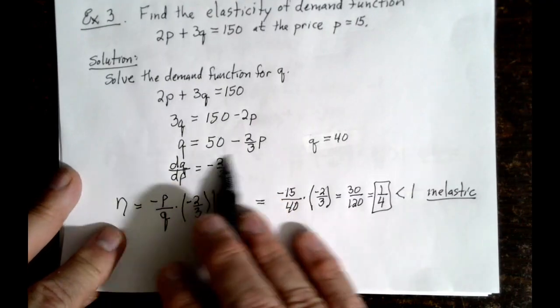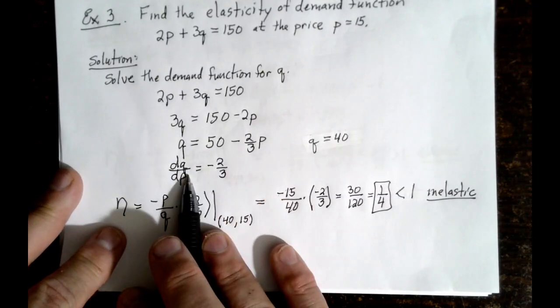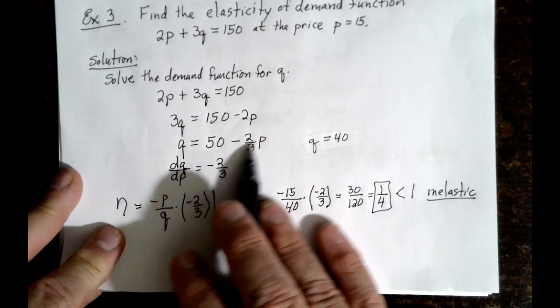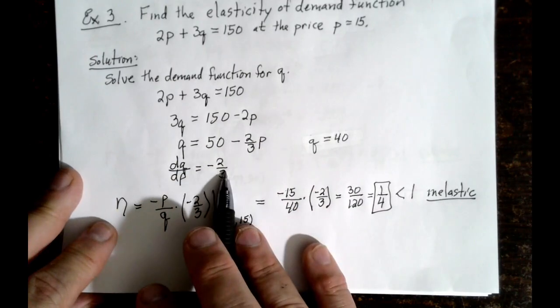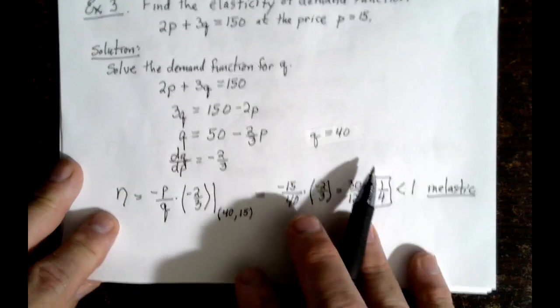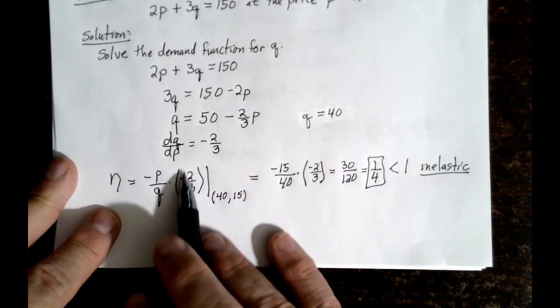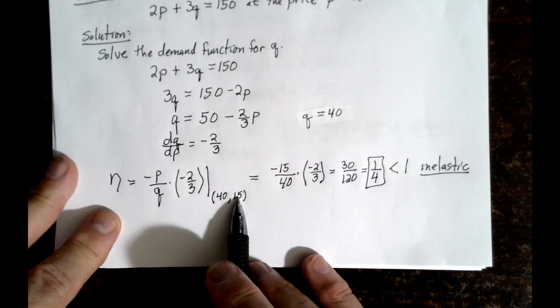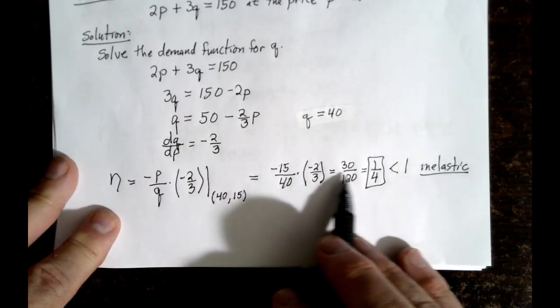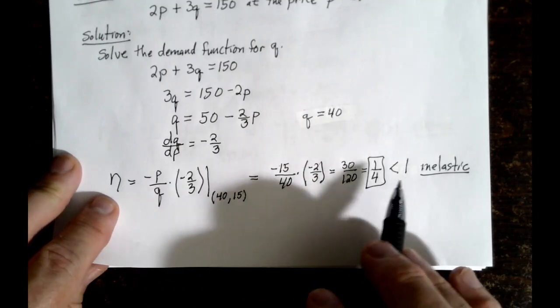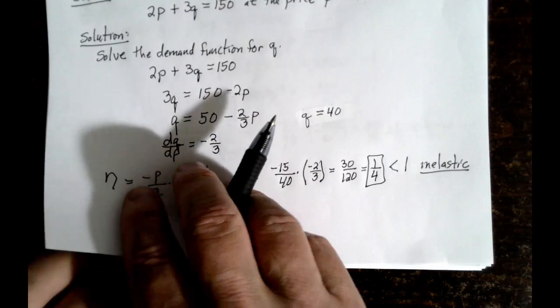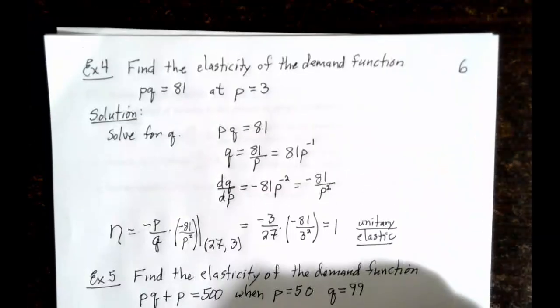So we solve this for Q, then we take the derivative. When we take the derivative of a constant, we get nothing. When we take the derivative of that, we just get minus 2/3. So that's our Q prime. So then again, we plug that in right here, and here's our Q and our P, and we plug in all those numbers and simplify, and it's less than 1. That means this is inelastic. All right. Example 4.